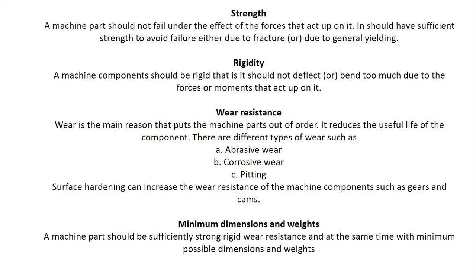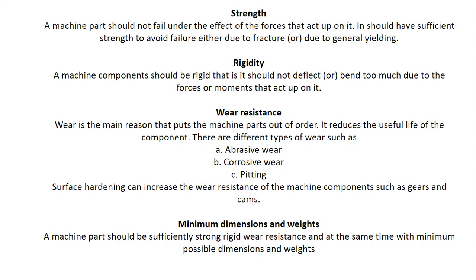In rigidity, as the second criterion, a machine component should be rigid. That is, it should not deflect or bend too much due to the forces or moments that act upon it. Again, this is as per the standard of a particular region at a particular time. Wear resistance. Wear is the main reason that puts machine parts out of order. It reduces the useful life of the components.